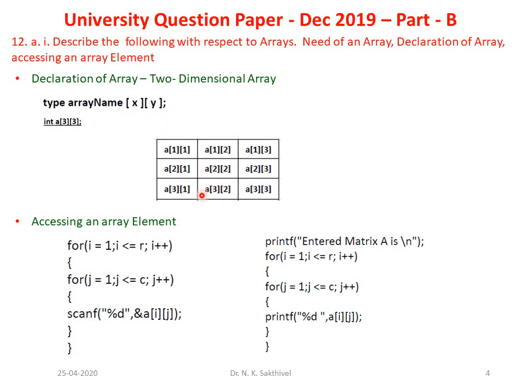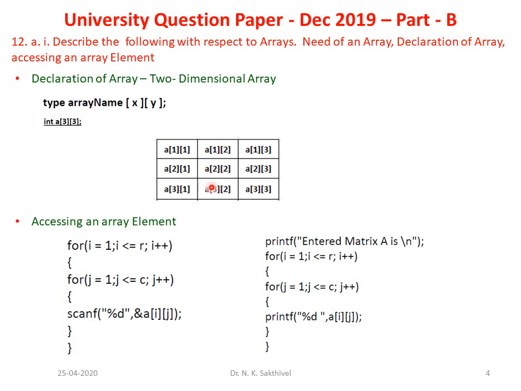You know this very well from matrix manipulation. This is one row, this is the second row, and this is the third row. And this is the first column, this is the second column, and this is the third column. So, as per this declaration, integer A of 3, 3.